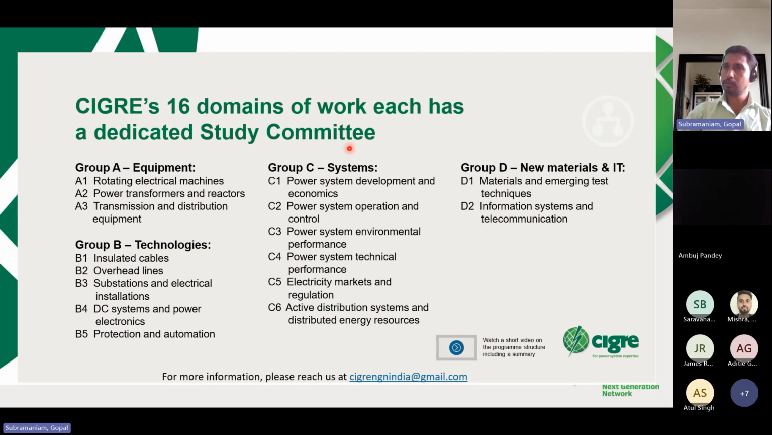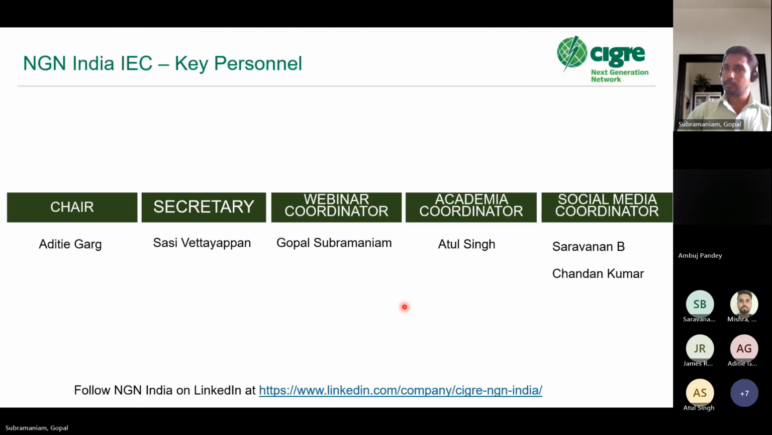These are the 16 study committees of CIGRE under four groups. Group A focuses on specific equipment, Group B focuses on technologies, Group C on systems as a whole, the power system, and Group D on new materials and technologies, especially information technology. These are the 16 domains of the study committees of CIGRE. If you need any further information, you can reach out to us at the email ID below. And over to Aditi, who is the chair of CIGRE NGN India.